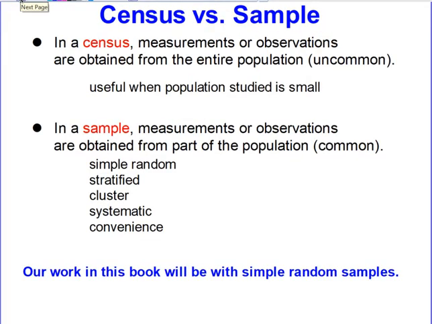Census: measures of observations that are obtained from an entire population. It's uncommon because it's very tough to get the entire population, plus it can become very expensive. A sample is a measurement or observation obtained by getting part of the population, and we talked about different ways to go about getting that sample last section. Our book, for the most part, deals with simple random samples.